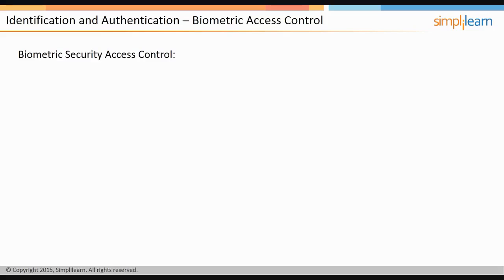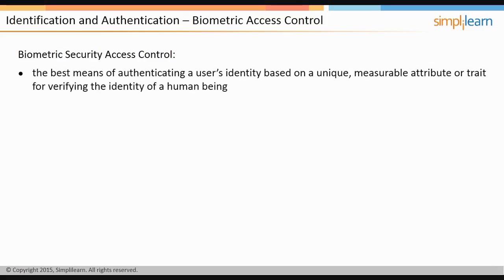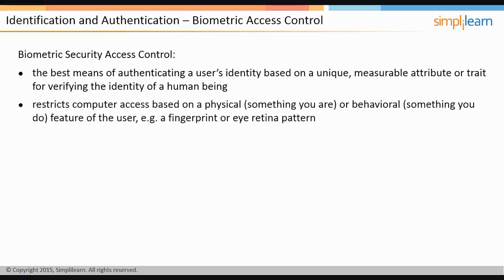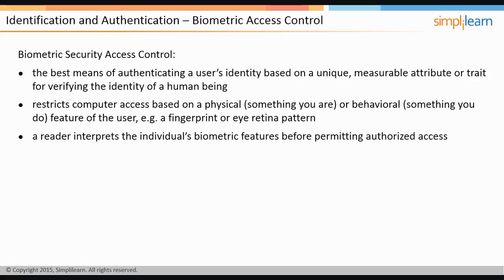Biometric security access control is the best means of authenticating a user's identity based on a unique, measurable attribute or trait for verifying the identity of a human being. It restricts computer access based on a physical, something you are, or behavioral, something you do, feature of the user. For example, a fingerprint or eye retina pattern. A reader interprets the individual's biometric features before permitting authorized access.